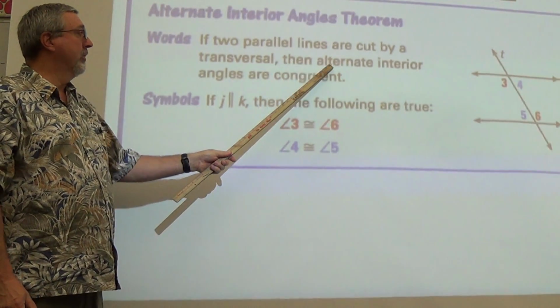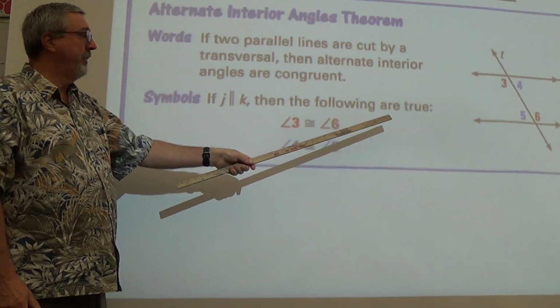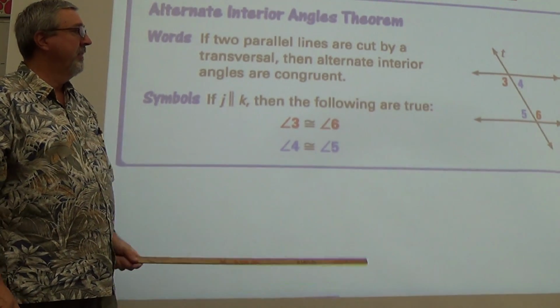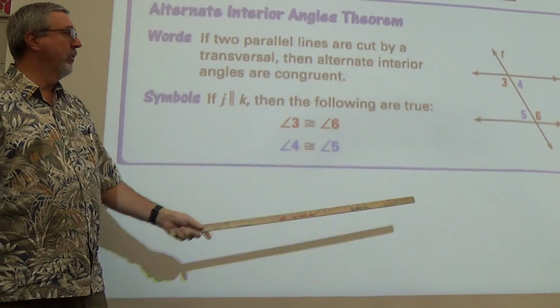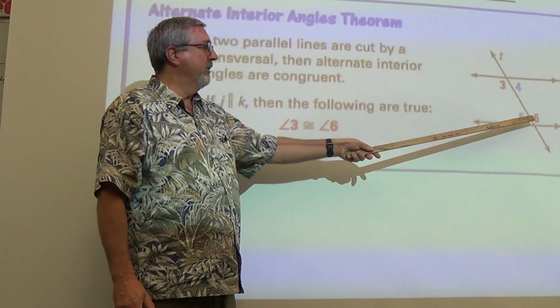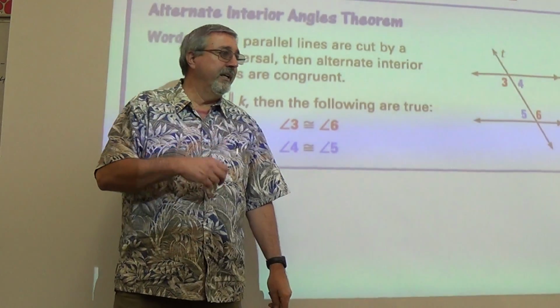So what do we need to know? We need to know that alternate interior angles are congruent. If those two lines are parallel, and they told us they're parallel here, and they showed us in the diagram that they're parallel, then angle 3 is congruent to angle 6, and angle 5 is congruent to angle 4. Those are alternate interior angles.